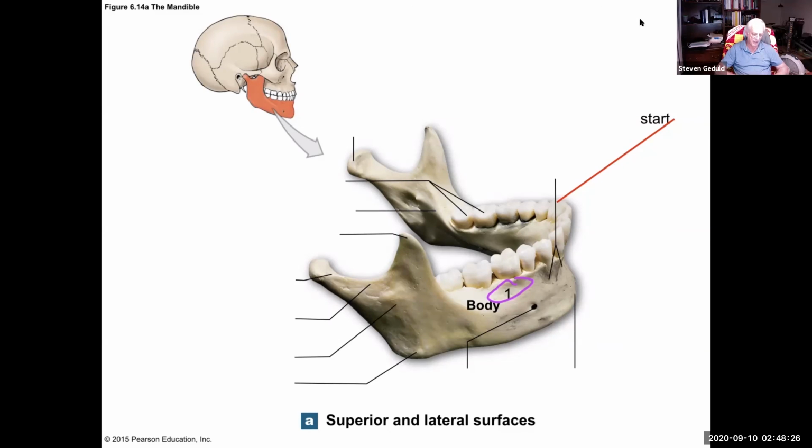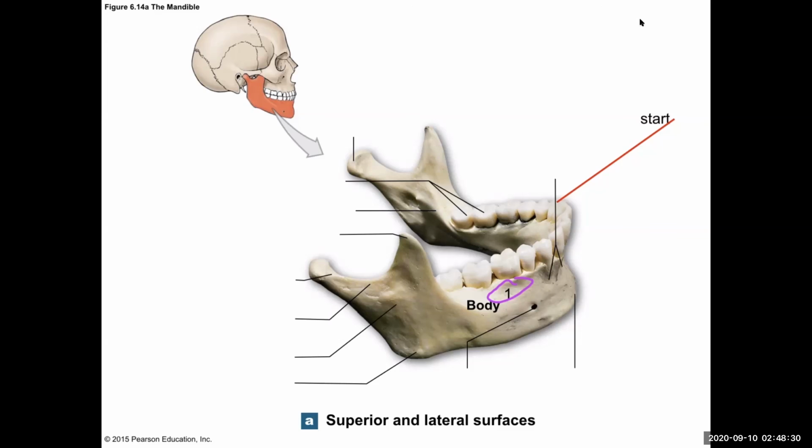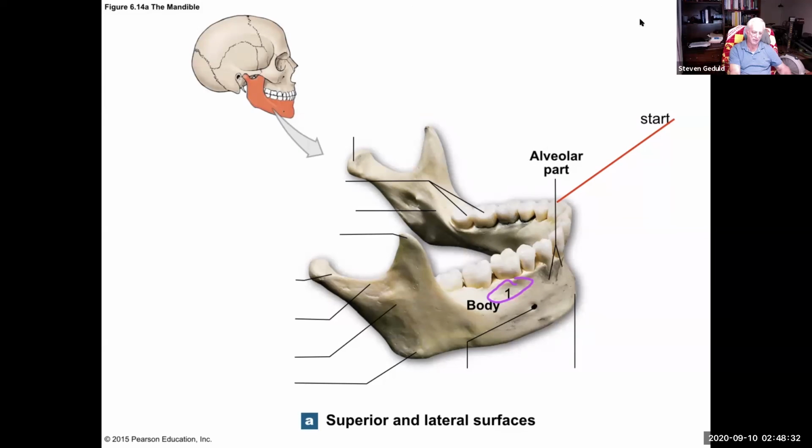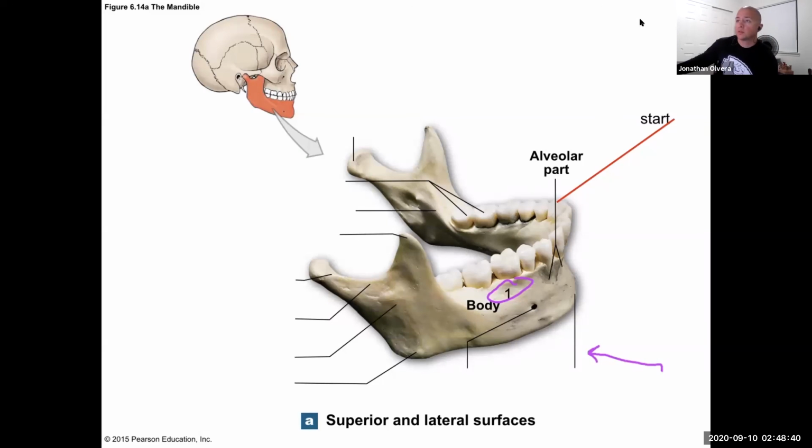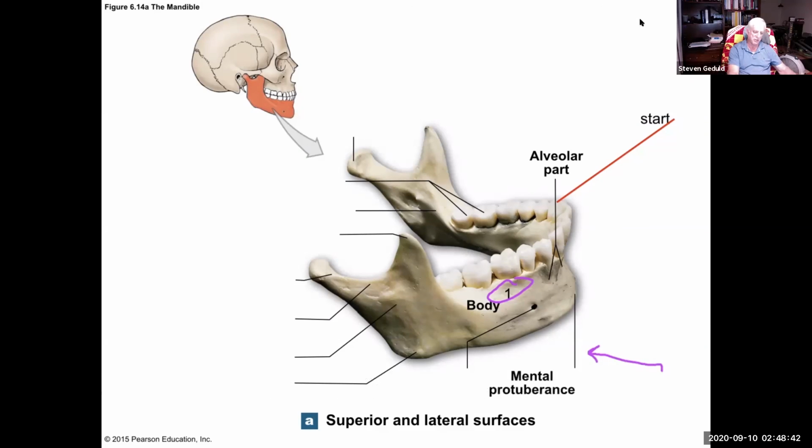All right, and this is pointing to what processes that hold the teeth in place? The alveolar process. Okay. Then I think we go down. So what's this pointing to? The mental protuberance. Mental protuberance. We said we shave it off. We're doing a chin reconstruction. That's the point of your chin.